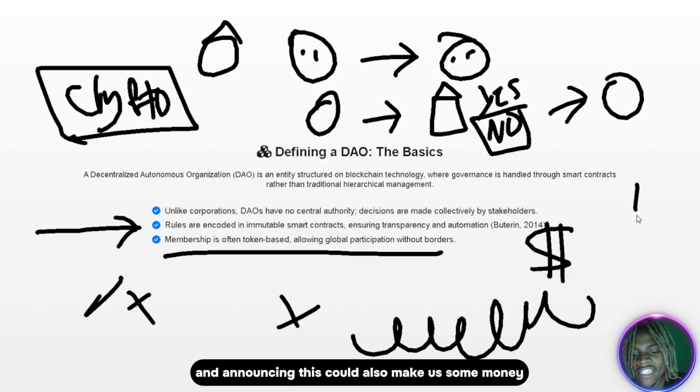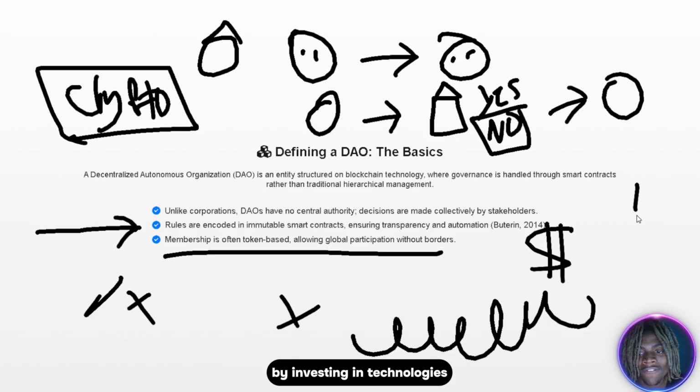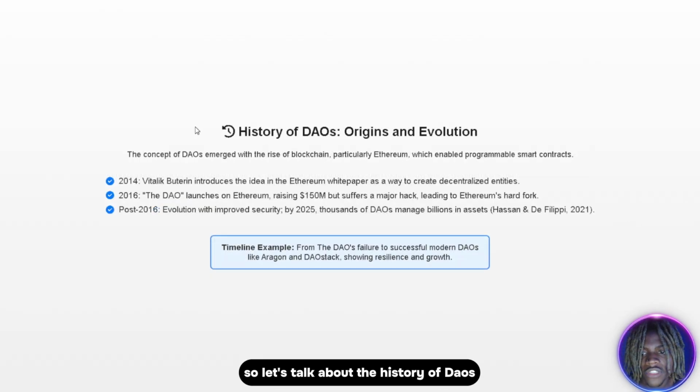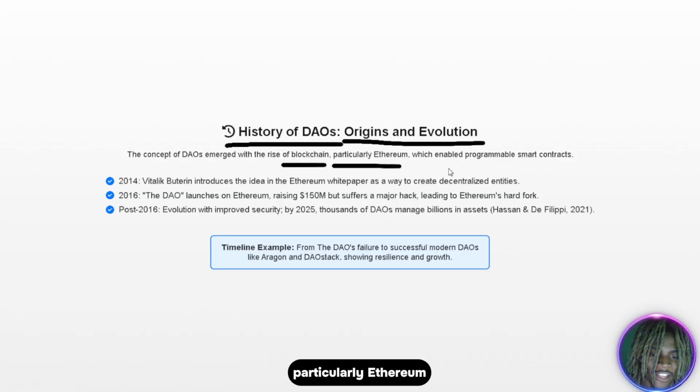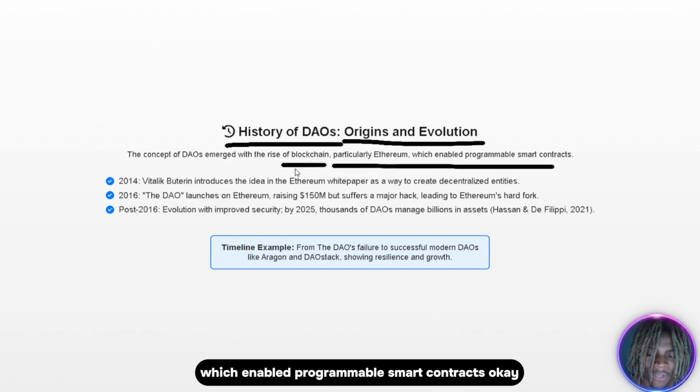So understanding the ins and outs of this could also make us some money by investing in technologies. So let's talk about the history of DAOs, the origin and evolution. The concept of DAOs emerged with the rise of the blockchain, particularly Ethereum, which enabled programmable smart contracts. Ethereum came out after Bitcoin.